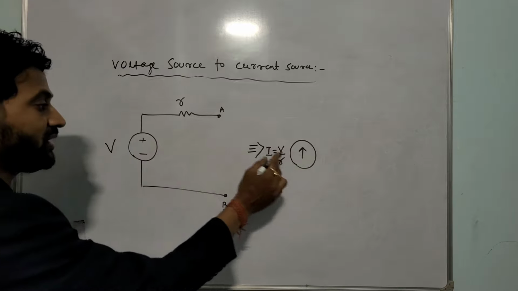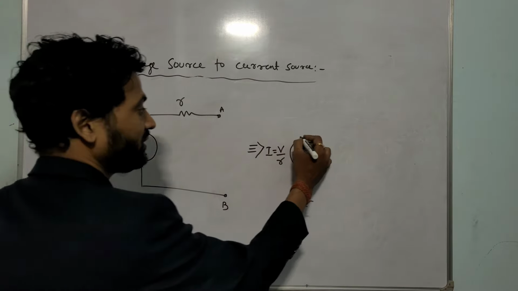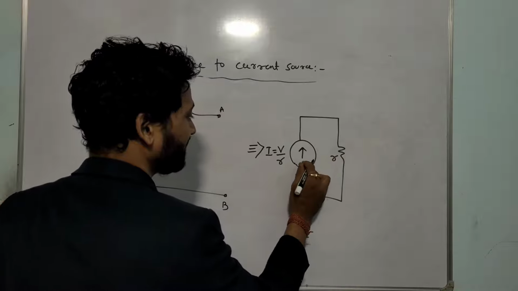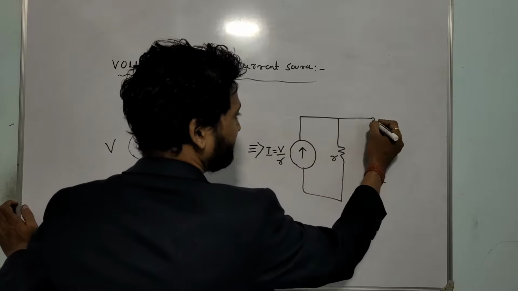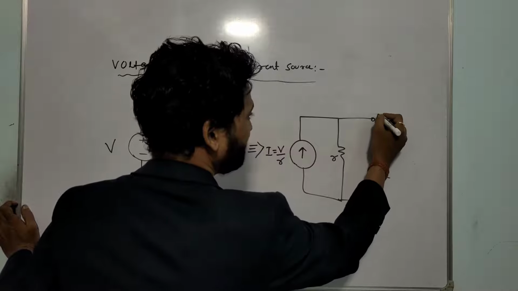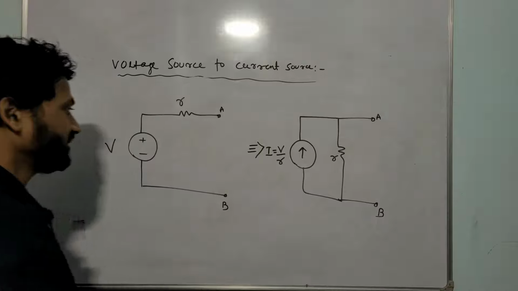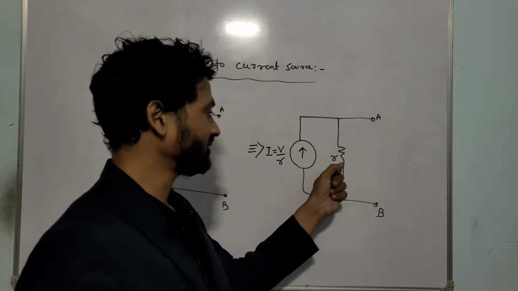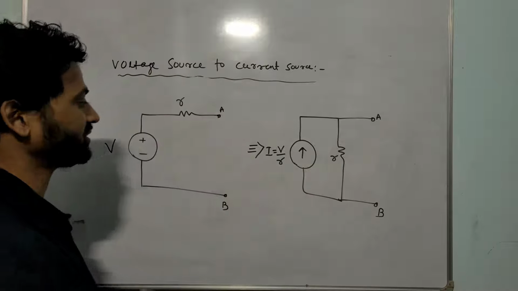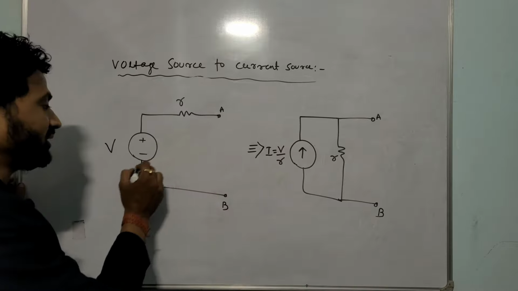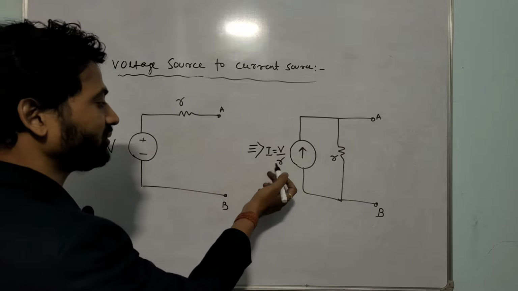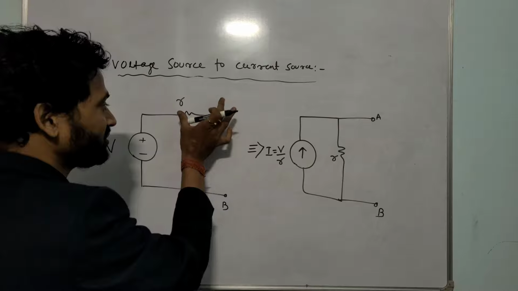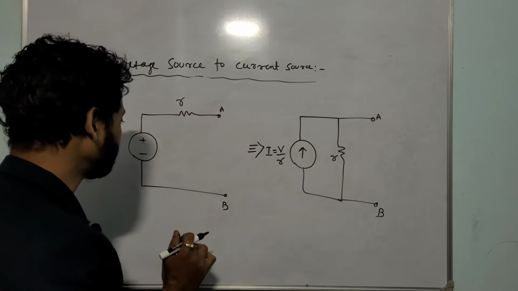Remember, the value of current will be V upon R, and that internal resistance will be connected in parallel with that, and the terminals are A and B. Are you getting my point? Difference देखो. Here internal resistance is connected in series with the voltage source, and here internal resistance is connected in parallel to the source. But if we know the voltage and resistance, we can find out current according to Ohm's law, V upon R. But the value of resistance will be the same.